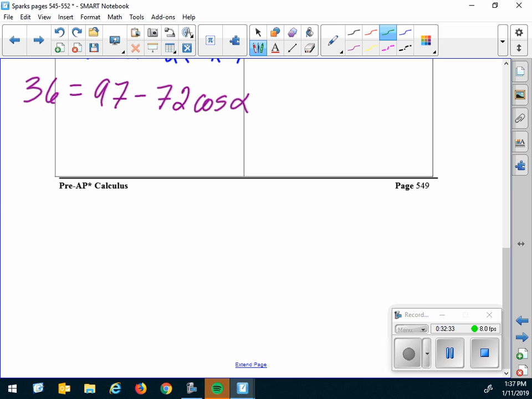Somebody is going to do this. Why is that a mistake? They are not like terms. Yeah, those are not like terms. I cannot do that.